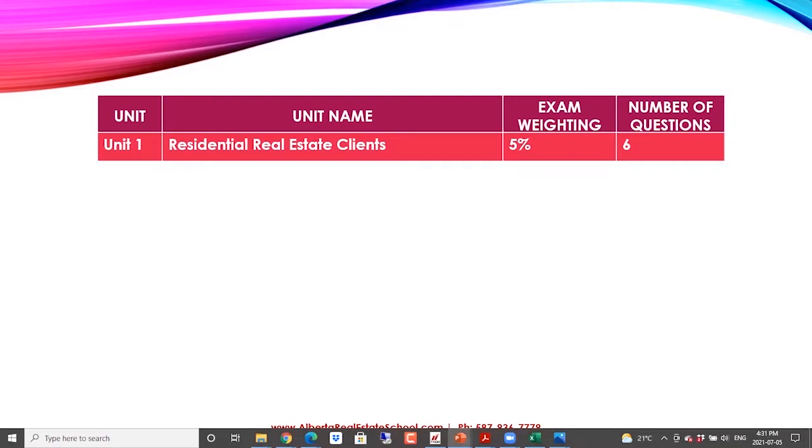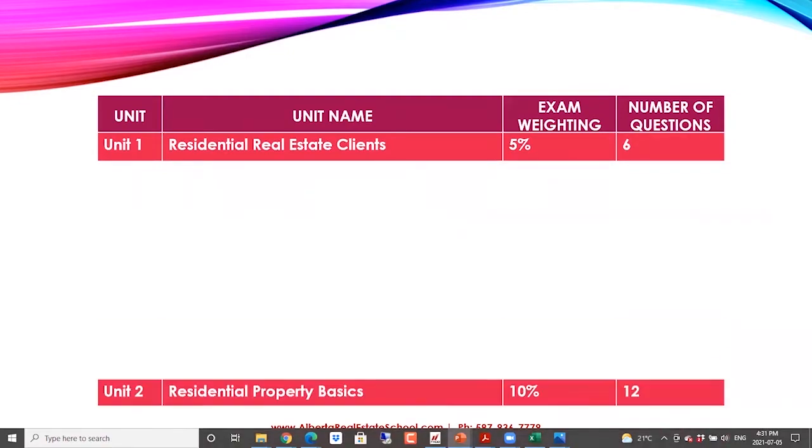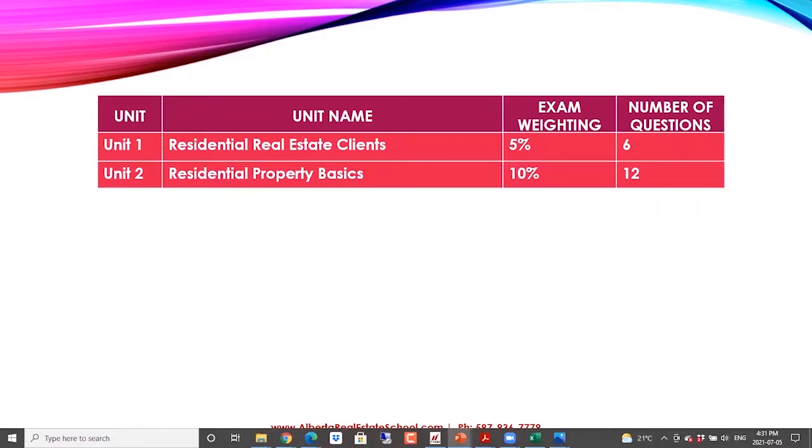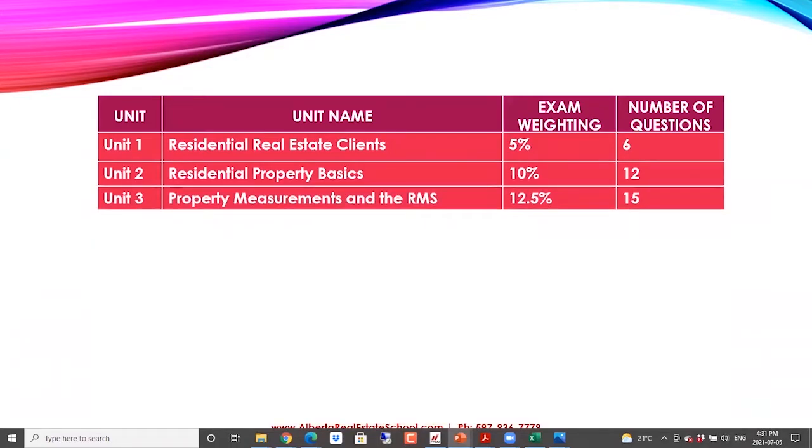So first one here, Unit 1, Residential Real Estate Clients. This one is basically a recap of the fundamentals. So it's only worth 5% of the mark, or approximately 6 questions on the exam on this topic here. Unit number 2, residential property basics. This one is worth about 10%. So expect 12 questions on the exam from Unit 2.